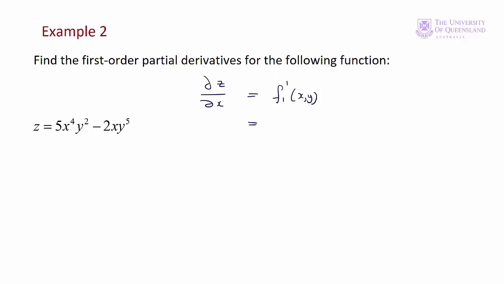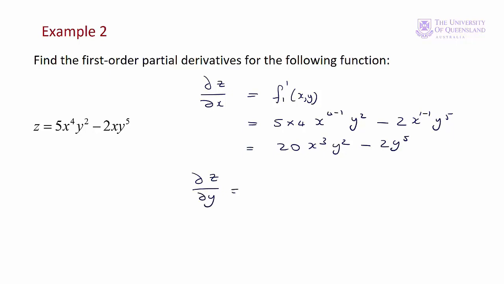So in our first term there, we'll have 5 times 4 x to the 4 minus 1 times y squared, a constant, minus, well, 2 times x to the 1 minus 1, y to the 5th. Simplifying, we'll have 20 x cubed y squared minus, well, x to the 0 is 1, 2 times y to the 5th. Similarly, differentiating with respect to y, we'll have del z del y equal to f2 prime.